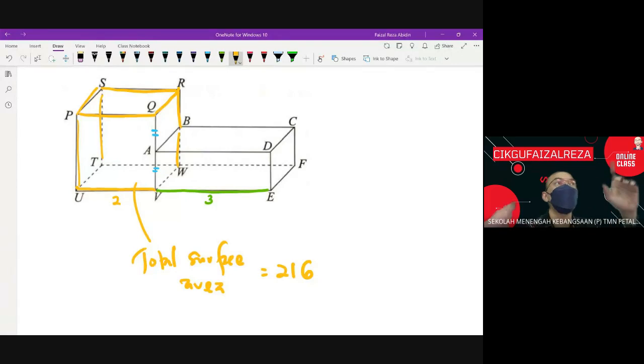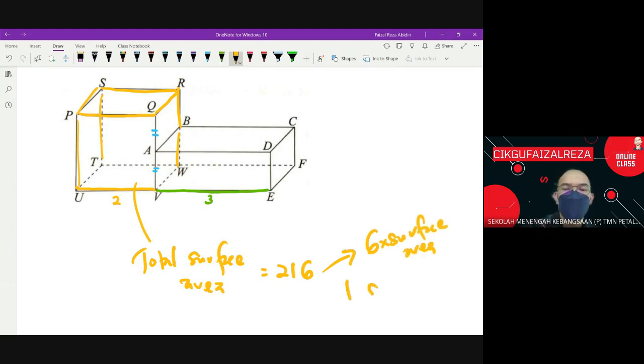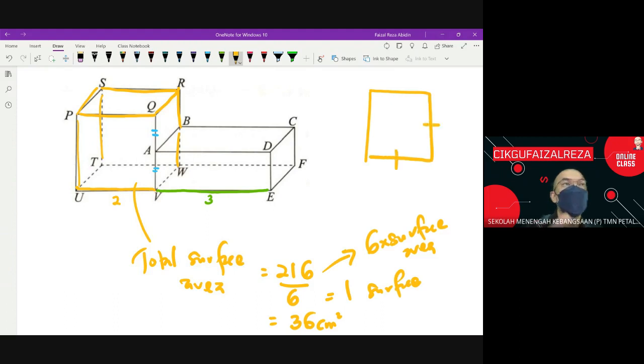One cube has 6 surface areas. If I want to find one surface area, 216 divided by 6, I got over here 36 centimeters square. That is for one surface area. So you know that for a cube, we must have the same length. If I say this one is x, so x times x is going to be 36.